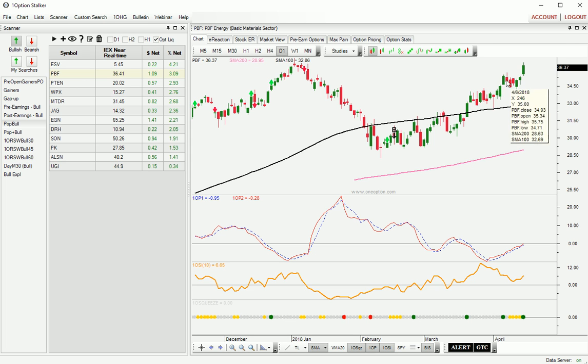PBF, really nice little compression here. Great breakout. Got good relative strength here. Our pressure indicator is positive, and that's what we would expect to see during a move like this. We really love when we have a divergence. So if that pressure were negative and we were getting all of these other bullish signs, that would be like throwing fuel on the fire.